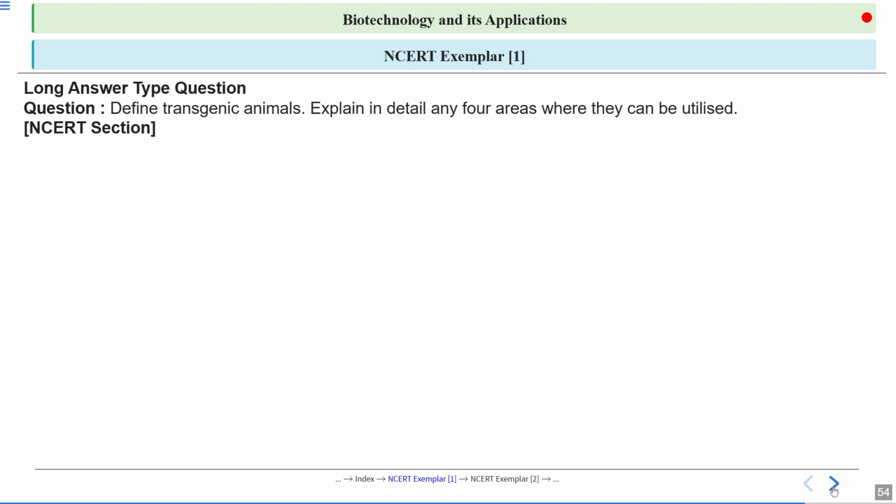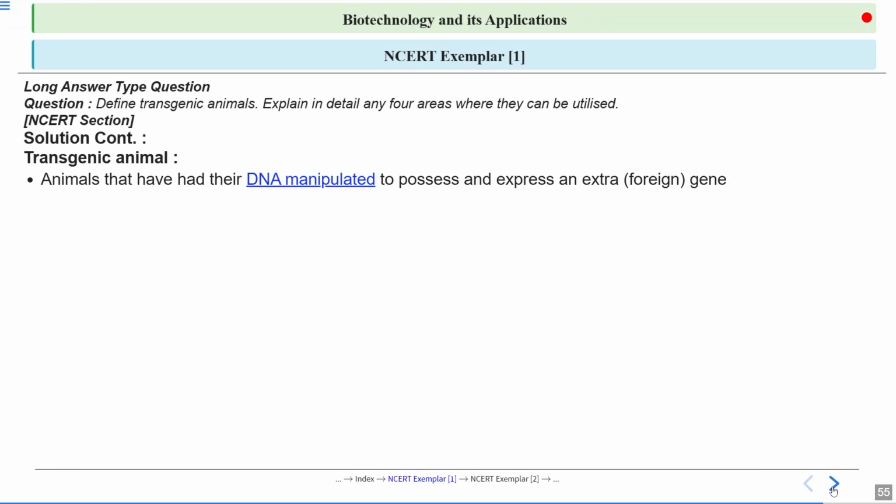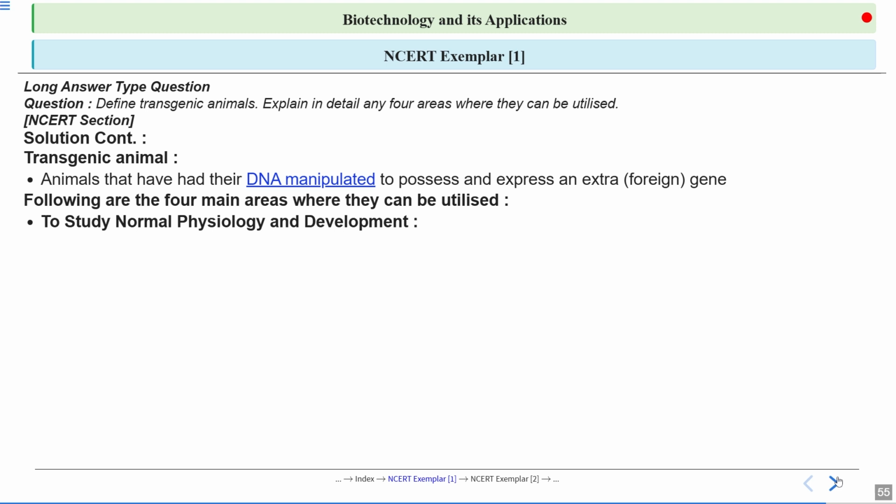Next, there is this long answer type question from NCERT Exemplar. The question says we have to define transgenic animals and explain in detail any four areas where they can be utilized. It is kind of the same as the last question. So we know that transgenic animals are the animals whose genetic material, whose DNA, has been manipulated or altered to possess and express an extra gene. Following are the four areas where they can be utilized.